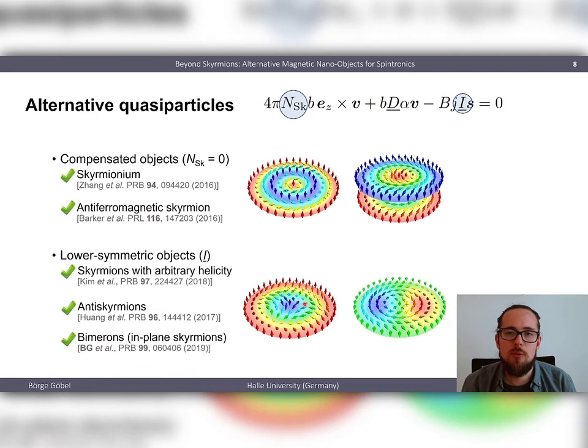Okay, so let me summarize up to this part. We have learned that several alternative nano-objects can be used to suppress the Skyrmion Hall effect. This can be done based on the compensated topological charge, like for the skyrmionium and the antiferromagnetic skyrmion, but also we can use objects with a lower symmetry based on the in-plane magnetization.